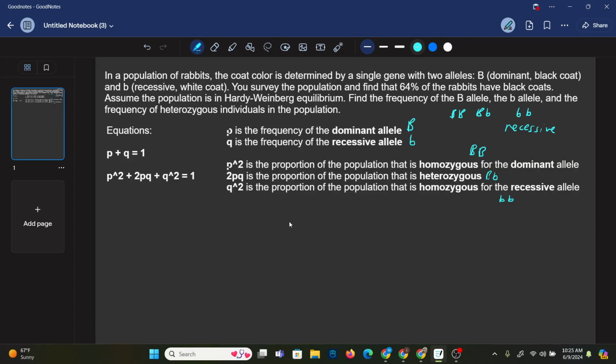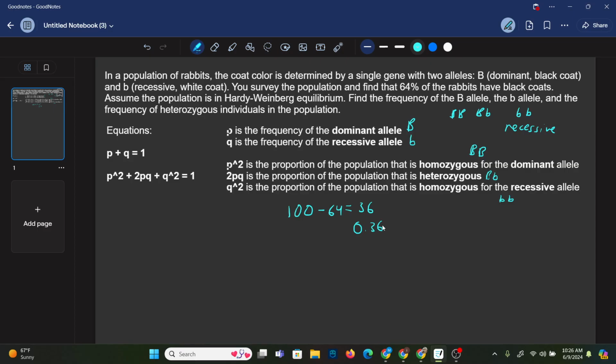So 100% minus 64, which is the percent of rabbits with black coats, equals the percent of the population with white coats, which is 36. So that is the percent of the population with white coats, and this is just 0.36.